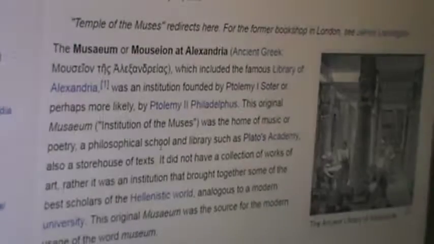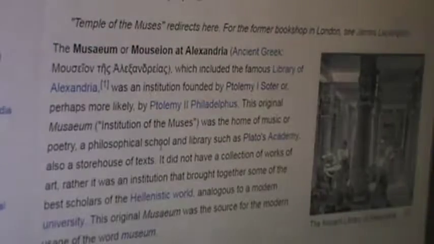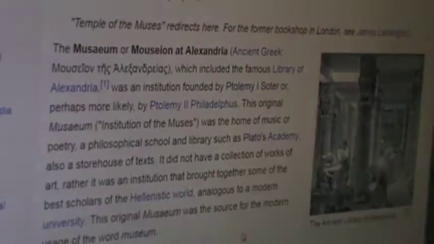Well, here's the story behind the first museum. There you go. I'm curious if there's any other finds based on those letters.